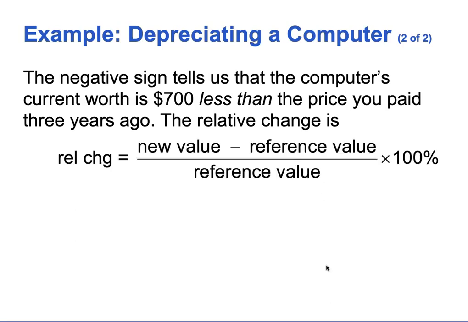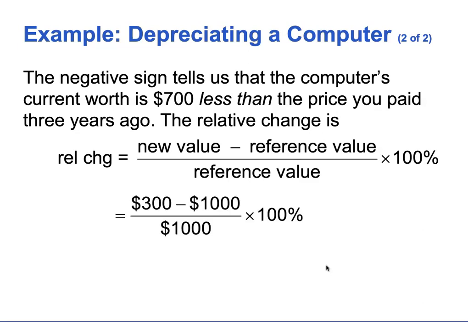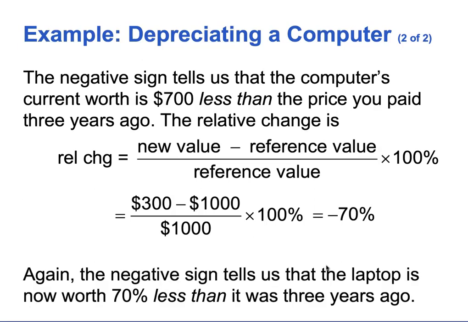The relative change is the new value minus the reference value divided by the reference value. So 300 minus 1,000 divided by 1,000 gives you negative 70%. So it was a decrease of 70% from the worth it was valued at 3 years ago.